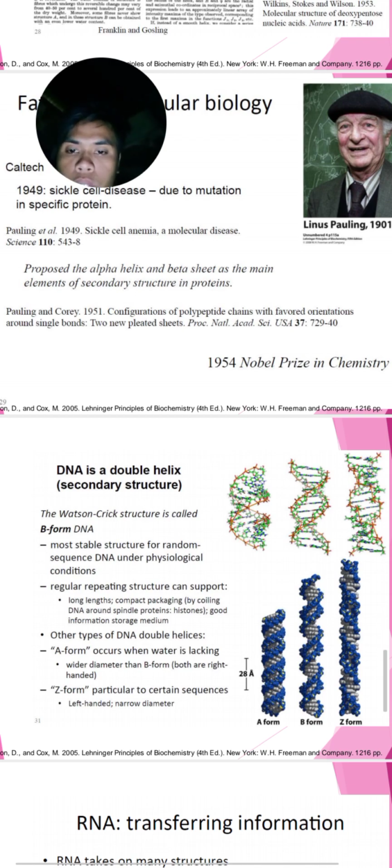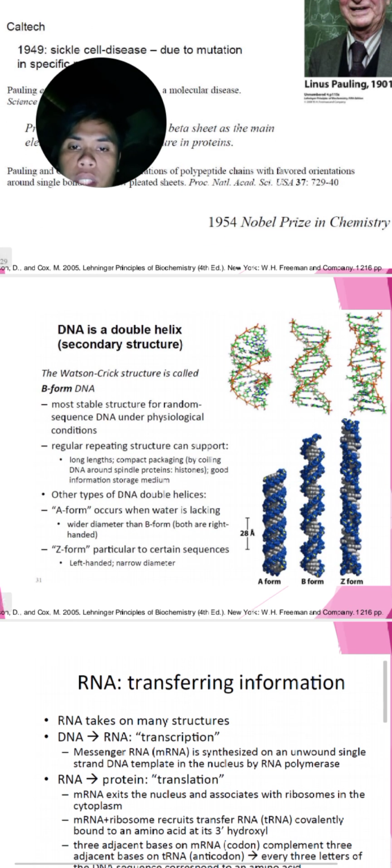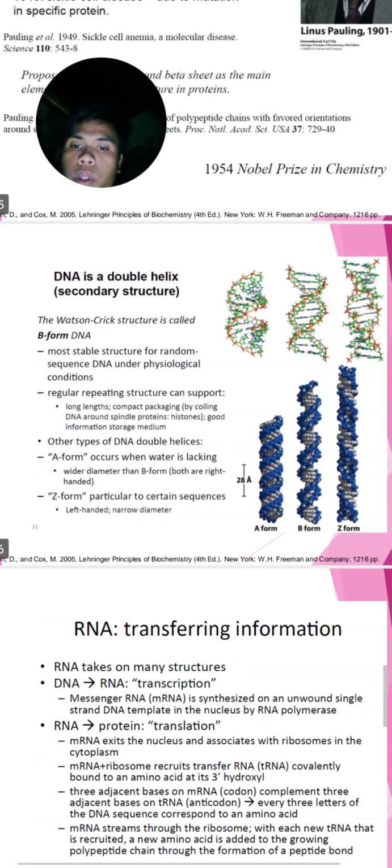The Watson-Crick structure is called B form DNA. It is the most stable structure for random sequence DNA under physiological conditions. The regular repeating structure can support long lengths and compact packaging by coiling DNA around spool proteins, histones, and it is a good information storage medium. Other types of DNA double helices: A form occurs when water is lacking, with a wider diameter than B form. Both are right-handed. Another is Z form, particular to certain sequences, which is left-handed with a narrow diameter.